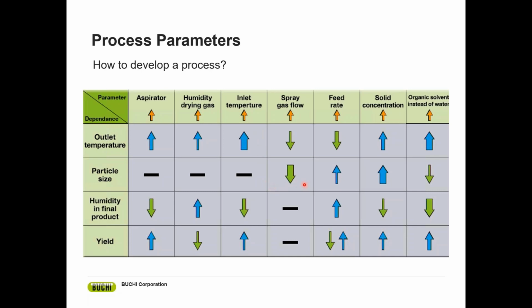So let's say particle size is most important to us. This big arrow is my atomizing gas. So I would turn up the atomizing gas to bring down the particle size. Or as well, another large arrow is solid concentration. Okay? I want to go into these in a little bit greater detail.